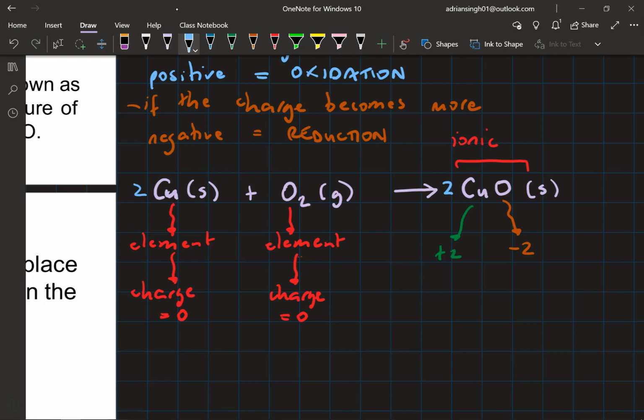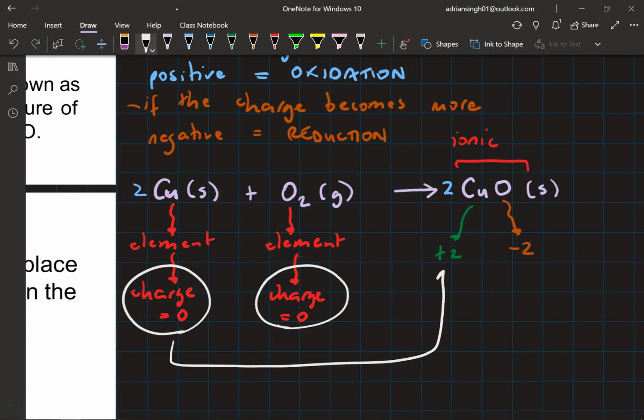So we've identified the charges on everything in this reaction. The copper starts off as copper metal with a charge of 0. Oxygen starts off as elemental oxygen, charge of 0. Now what happens to the copper? Well, it goes from a charge of 0 to +2. So the charge there increases.